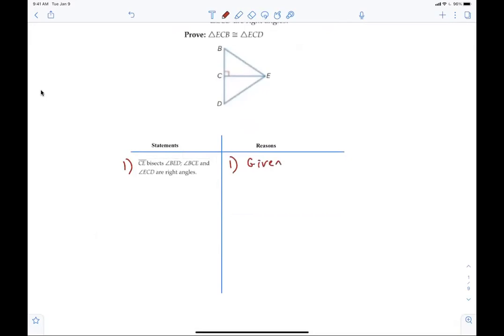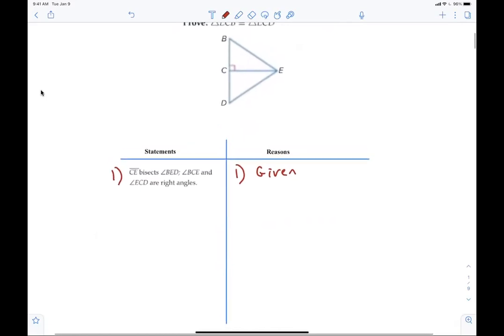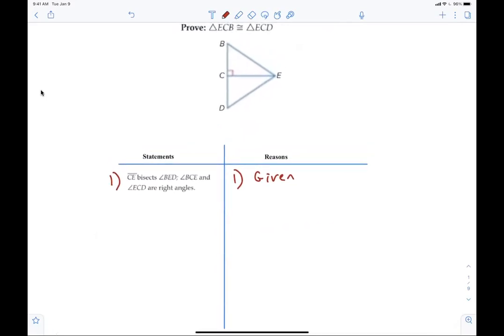Now what I like to do is, as I'm reading the given, I like to mark the figure. So the first statement says that CE bisects angle BED. So I like to find BED and then I like to bisect it. So to do that, we're coming over here. And so somebody tell me what is true.